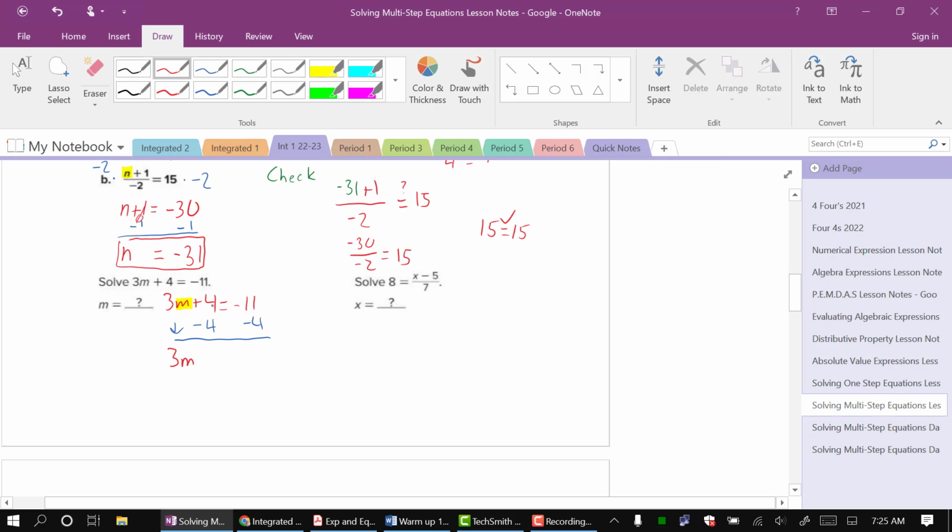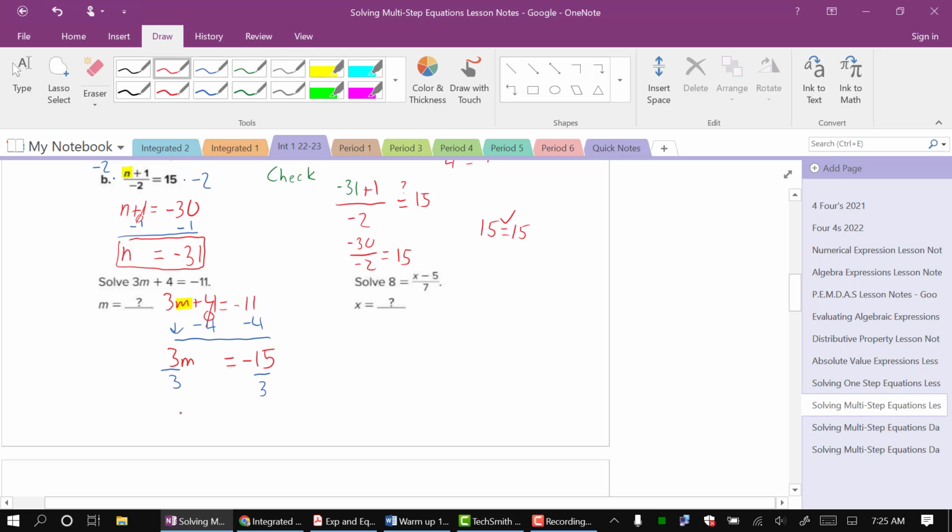Positive 4 and negative 4 gives me a 0. Negative 11 and negative 4 more is negative 15. Now I want to undo what's happening to the m. So the m is multiplied by 3, so I'm going to divide by 3.